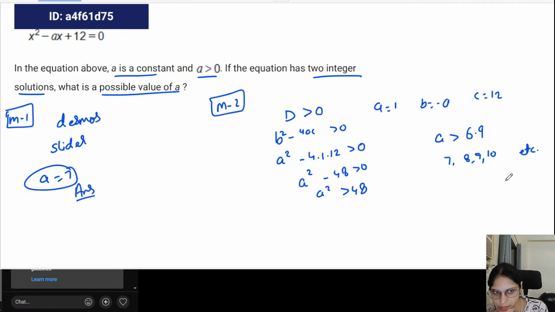It has to be a perfect square. Okay. So a square is 49 minus 48, that is 1. So yeah, this works. All right. And now we can just put a is equal to 7 and see if you're getting two different solutions. That also you can do.